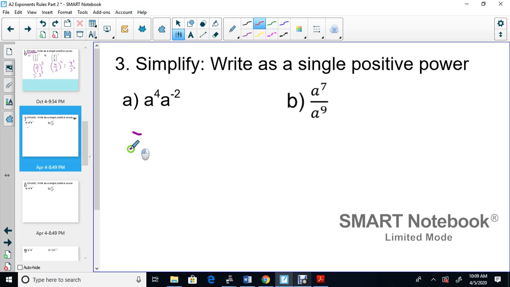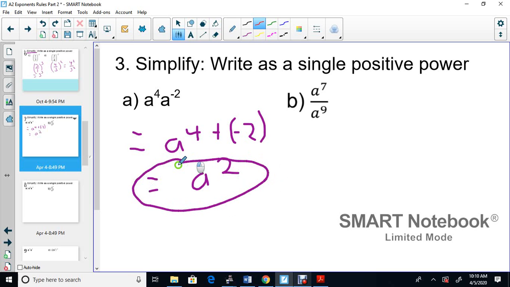So I'm going to go equals here, and I'm going to add these two numbers. So when they're side by side and multiply, you add exponents. So you go 4 plus negative 2. You do not have to show the step. You can just skip right to the answer. 4 plus negative 2 is just 2, and that's our answer.